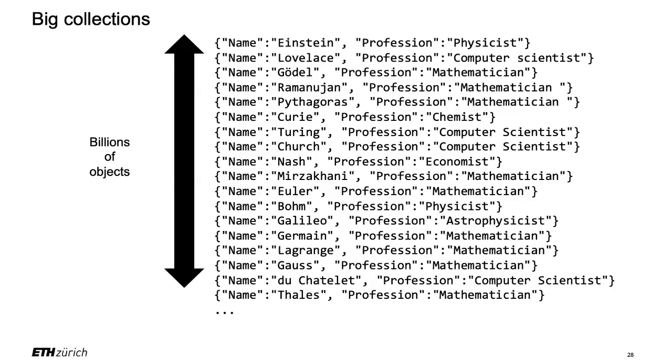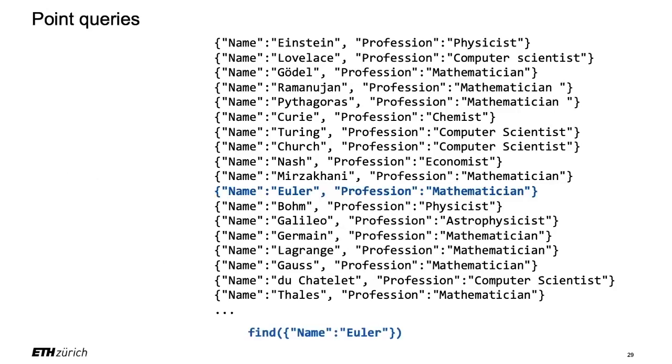So why do we have that? Well, imagine we have billions of objects like that, and we have a query, find name Euler. That's called a point query because that query returns 1 document or very few documents. If you do that in Spark, it's going to take a lot of time. Why? Because in Spark, you have to scan through the entire collection. Turns out MongoDB is much faster than that with indexes.